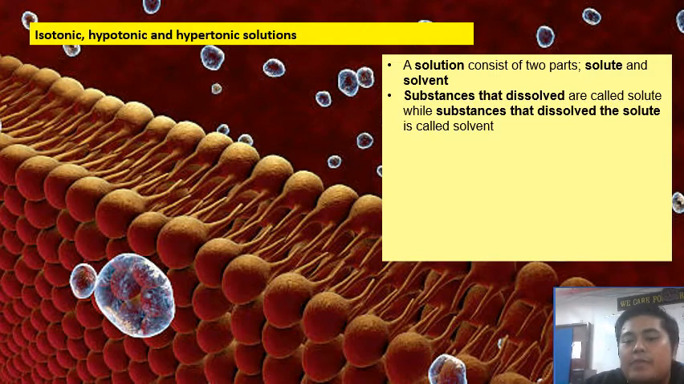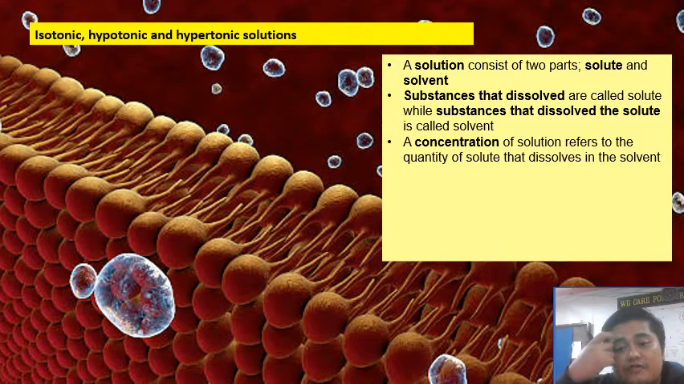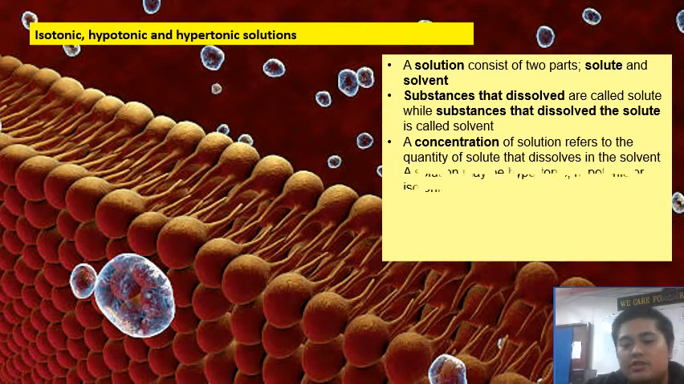Dengan kata lain, benda yang melarutkan kita panggil dia substance that dissolve, benda yang larut kita panggil dia sebagai solute, benda yang melarutkan kita panggil dia sebagai solvent. So concentration of solution refers to the quantity of solute that dissolves in the solvent.